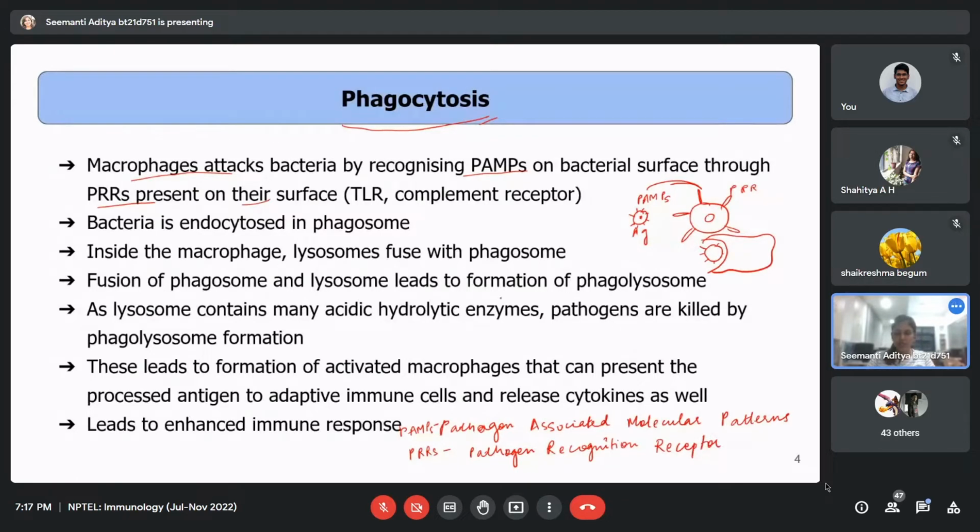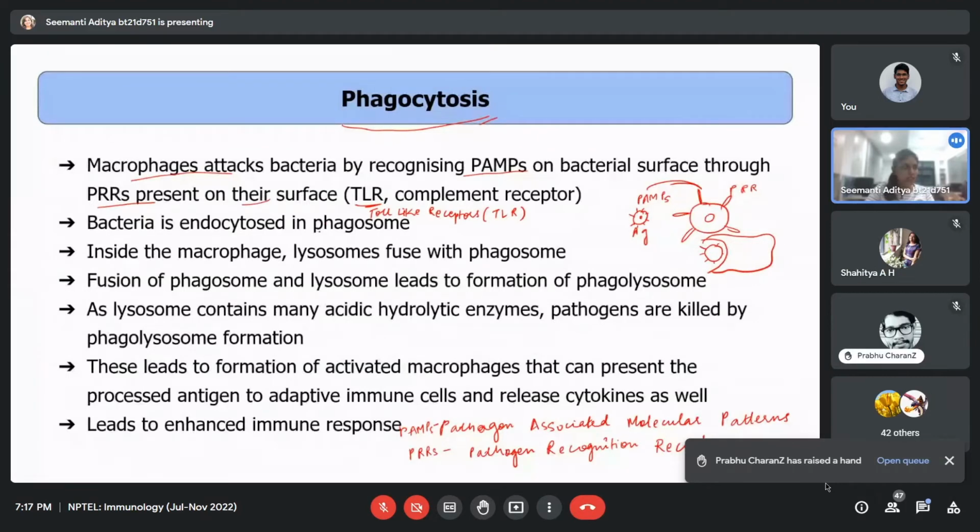So PAMPs and PRRs will interact, and that will lead to the engulfing of this pathogen. Macrophages on their surface have toll-like receptors, TLRs, and complement receptors.